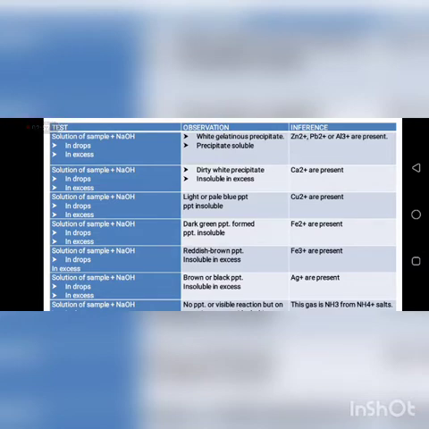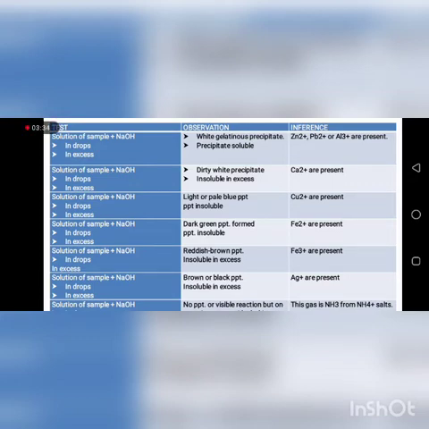So the transition metals will be identified by their colors, unlike zinc, lead, aluminum, and calcium, which give white precipitates. For the transition elements, they are much easier to identify because of their color. Copper is blue, iron 2 is green, iron 3 is brown. So with these colors, we'll be able to say that a particular cation is present. So for copper 2 plus, it is a pale blue precipitate, insoluble in excess sodium hydroxide.